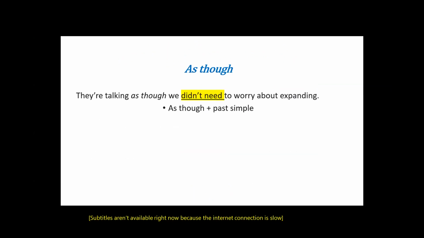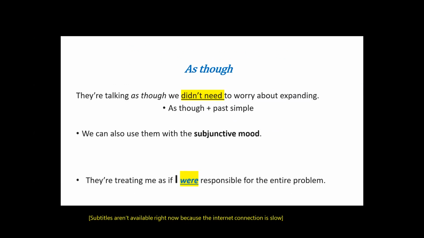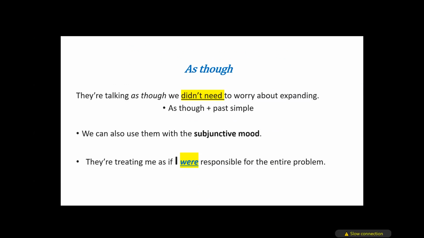وناخد مثال على كده. They are talking as though we didn't need to worry about expanding. as if، يعني هم بيتكلموا زي ما يكون إحنا مش قلقانين على إن إحنا نتوسع. Okay, we can also use them with the subjunctive mood. زي لما أستخدم كده إيه؟ بقول they are treating me as if I were responsible.